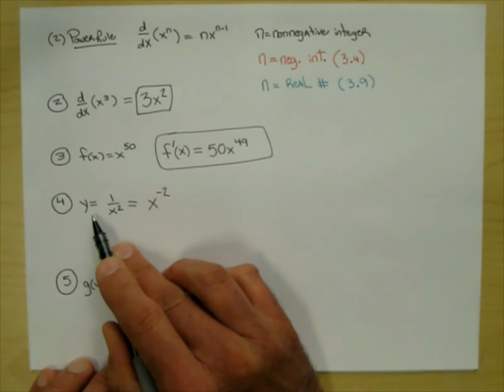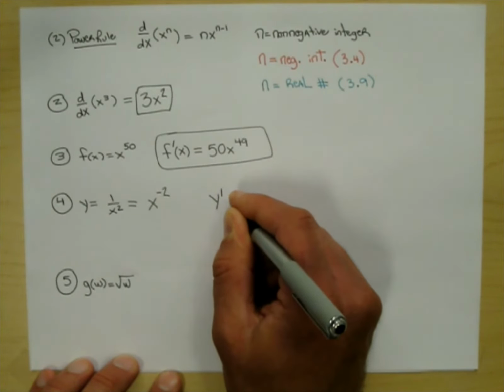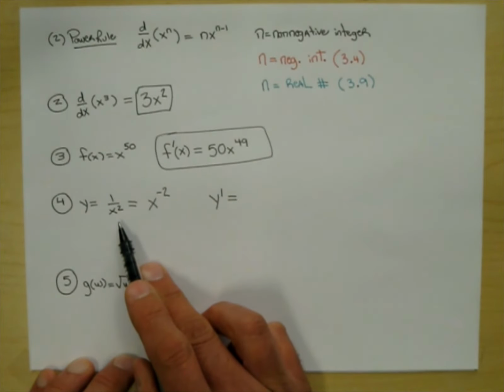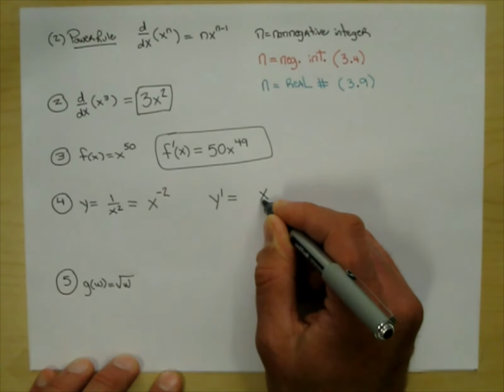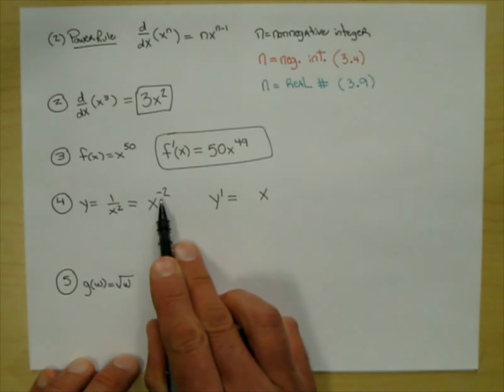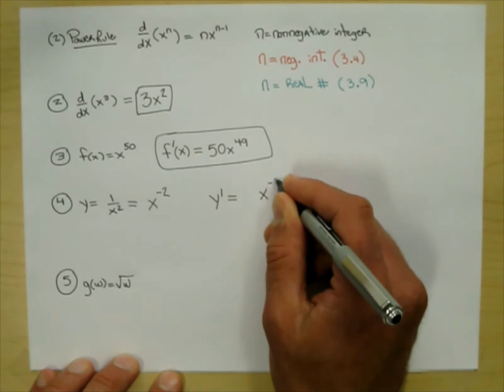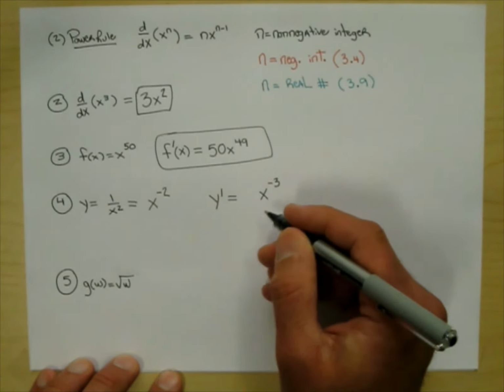So the derivative, I'm not going to say this equals the next thing. I'm going to say y prime equals. Okay, so y prime is the derivative. So that derivative, we're going to go x. This negative 2, you're going to subtract 1. That's what it says. So it's going to be minus 3. And the negative 2 actually jumps in front.